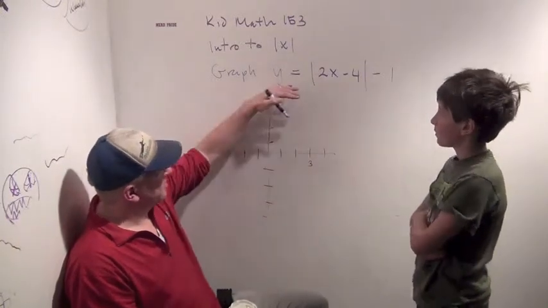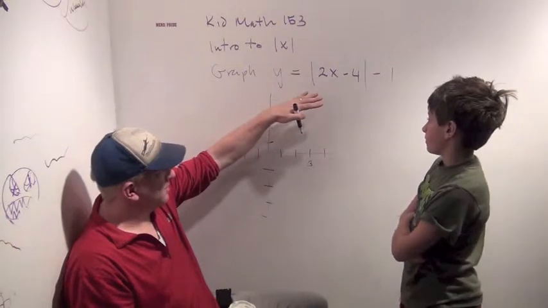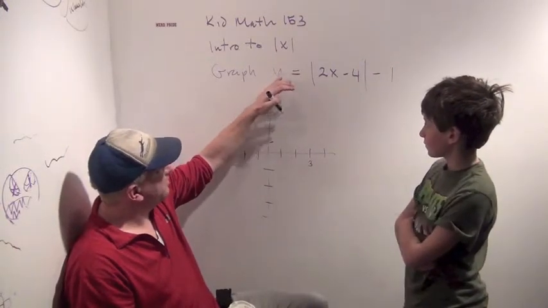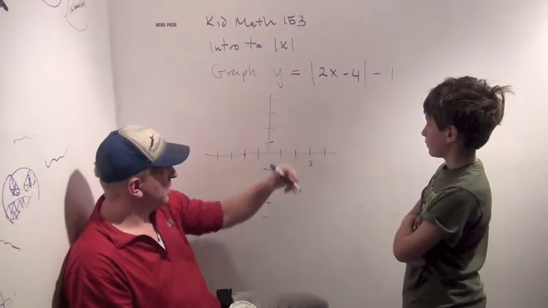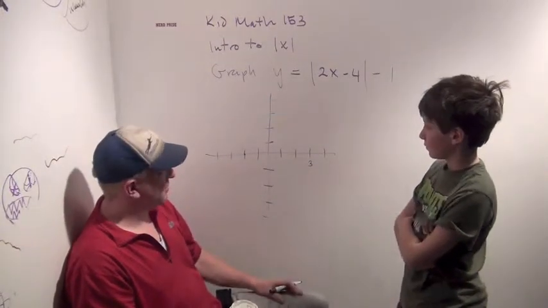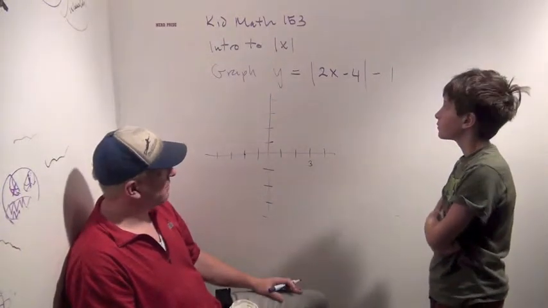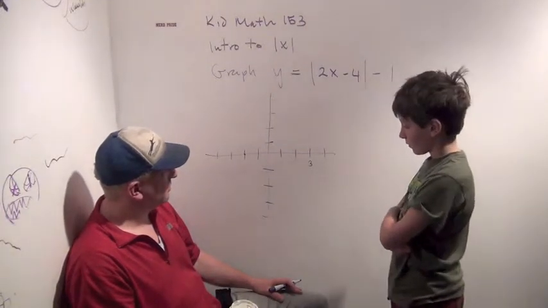Okay, and then their second example was a problem like this, so I've just made up a new one. Graph this equation, y equals the absolute value of 2x minus 4, minus 1. And this is a good little exercise just for playing around with absolute values. So how would you like to do this problem?